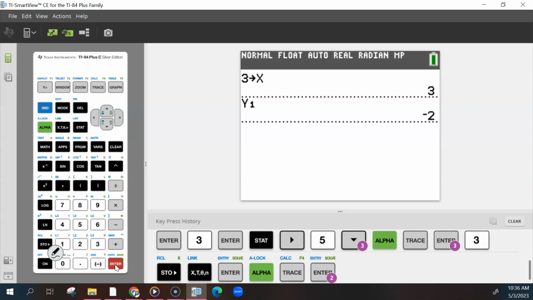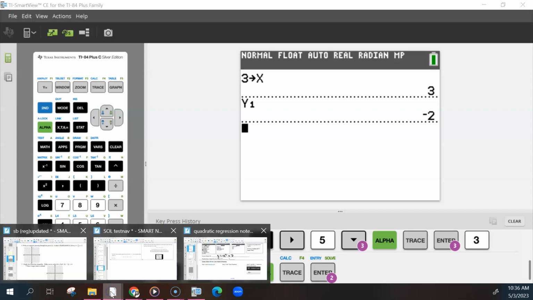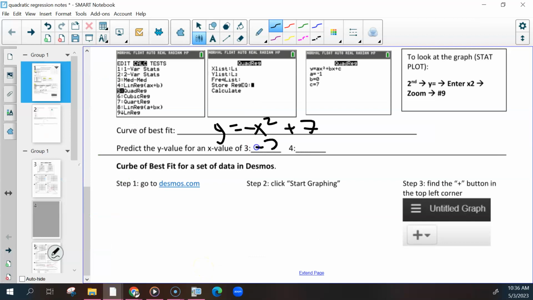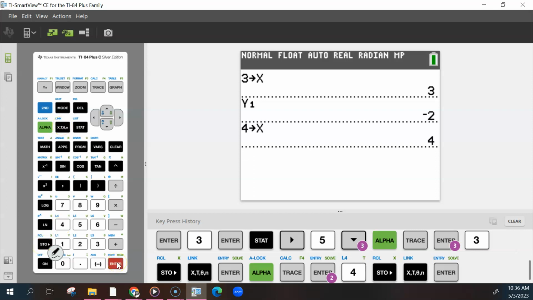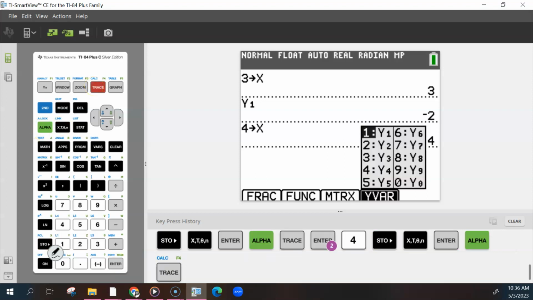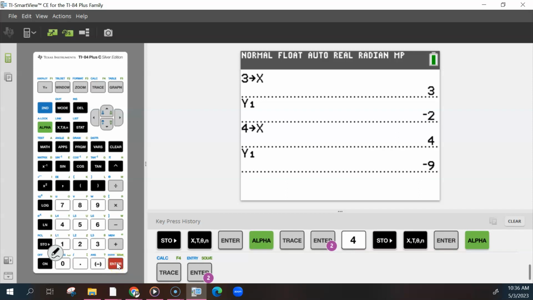We're going to do that one more time for the 4. So if x is now 4, same thing, type in 4, hit the STO button above on, hit x, and enter. And then grab your equation from alpha trace, and hit enter twice. So when x is 4, y is negative 9.